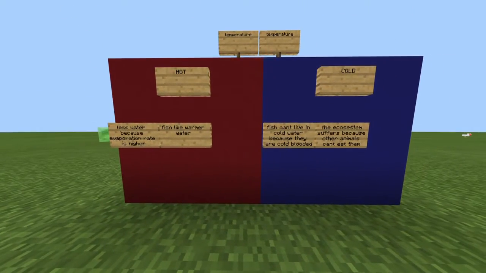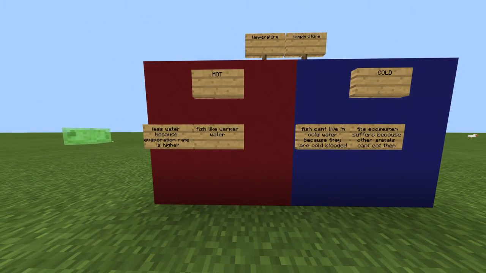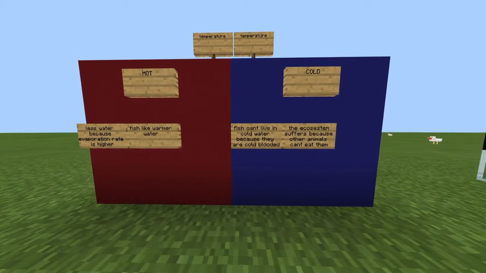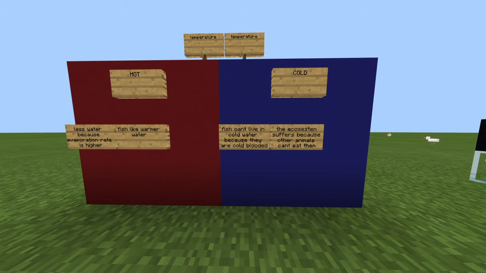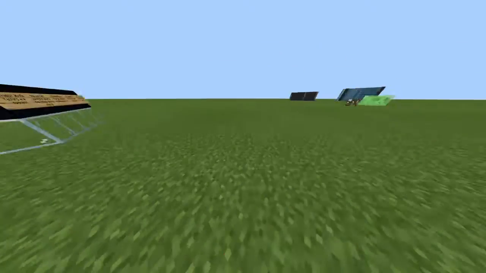And then for temperatures, when it's hotter, there's less water because the evaporation is higher, but fish do like warmer water because they're cold-blooded. But fish can't live in cold water because they're again cold-blooded, and the ecosystem suffers because other animals can't eat them because they won't be there.